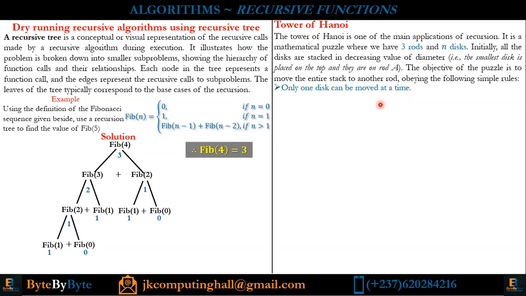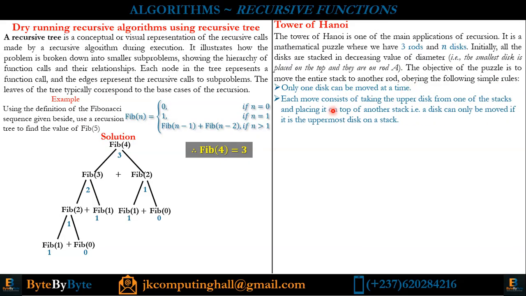The first one is that only one disk can be moved at a time. The second one is that each move consists of taking the upper disk from one of the stacks and placing it on top of another disk. That is, a disk can only be moved if it is the uppermost disk of the stack. Meaning that we cannot take a disk that has another disk on top of it. So if I have disk X on disk Y, I cannot move disk Y if disk X is still on top.